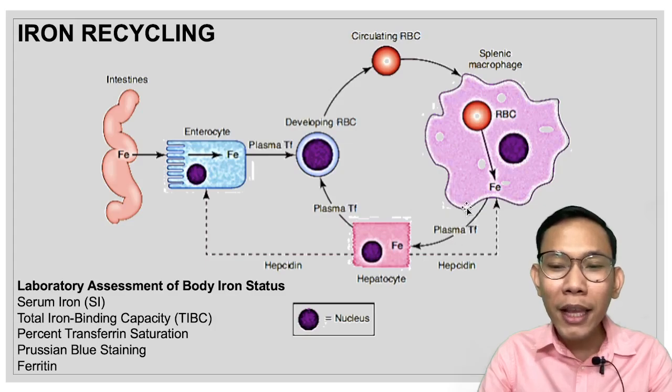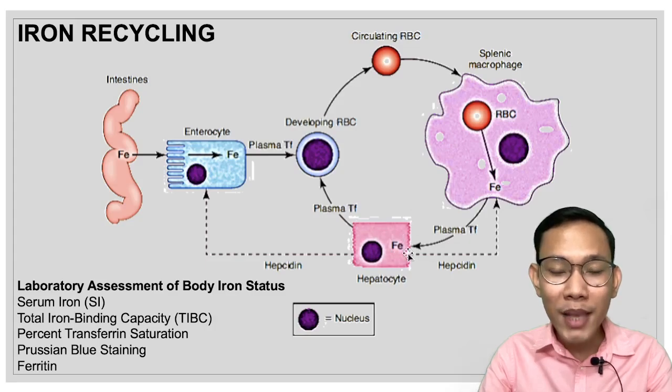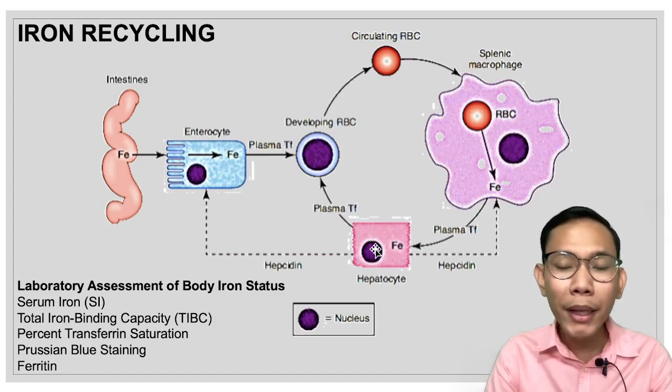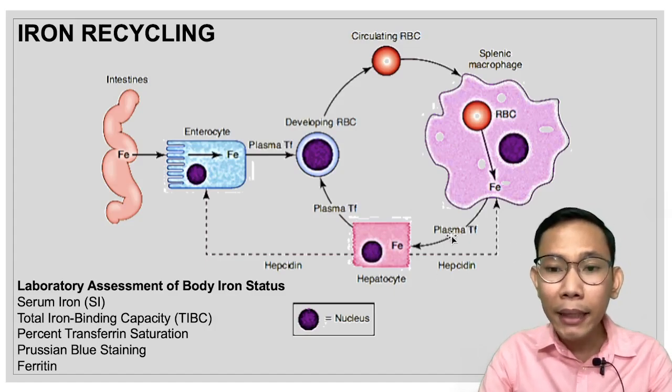So our iron will again be transferred by our transferrin into our hepatocyte as a storage form. What do we call this? This is now your ferritin, the storage form in our hepatocyte. However, we have this term, your hepcidin. What is this hepcidin written here, Doc?